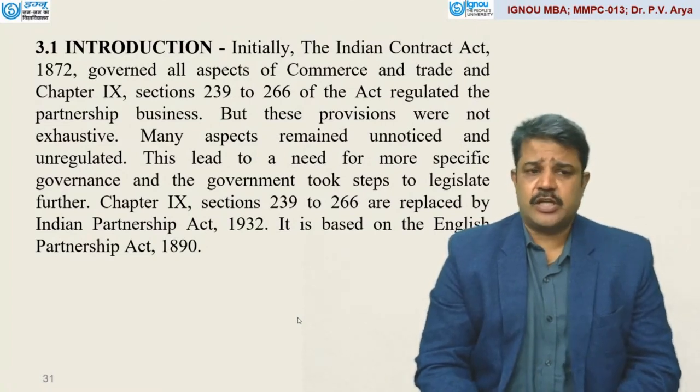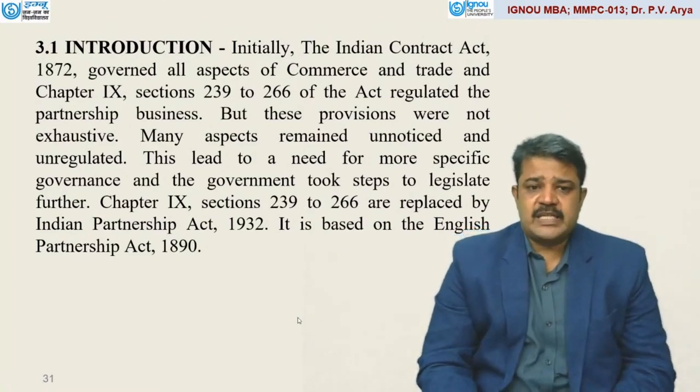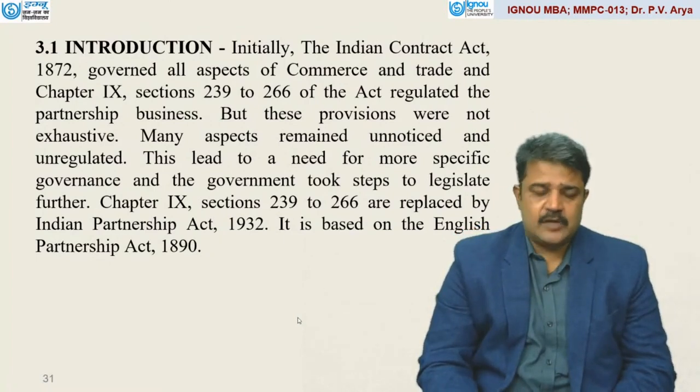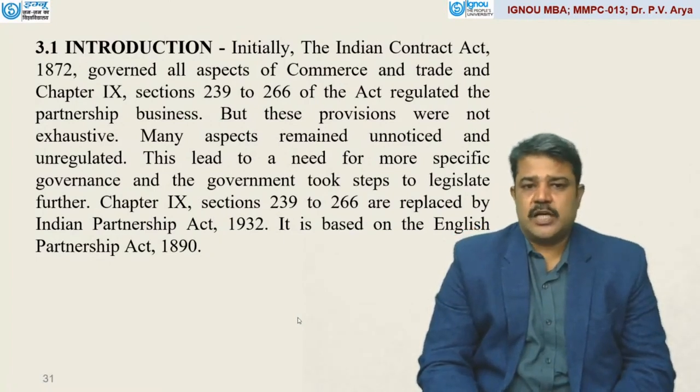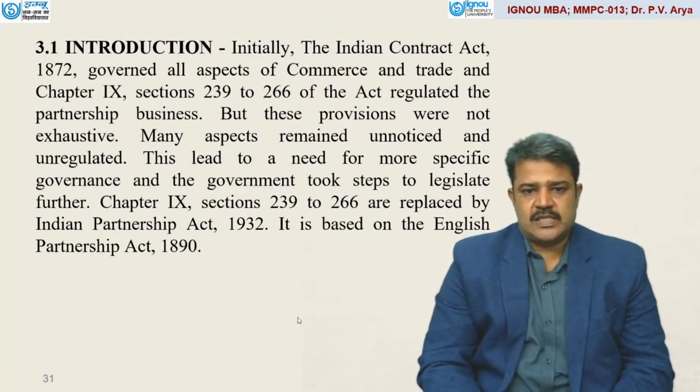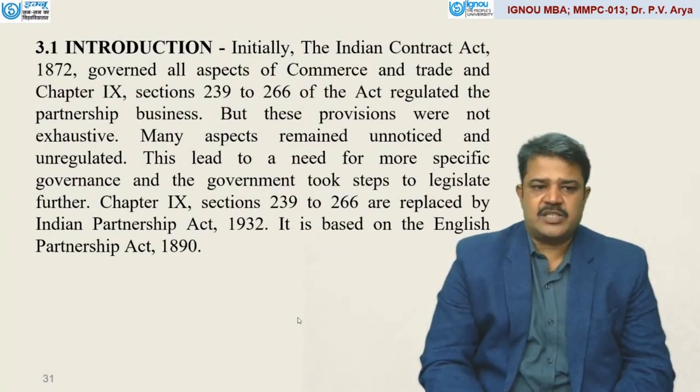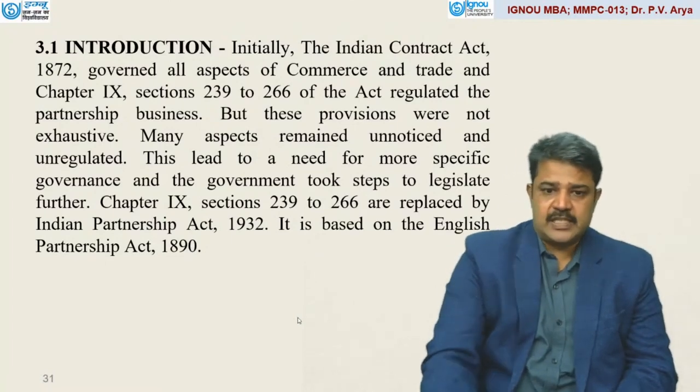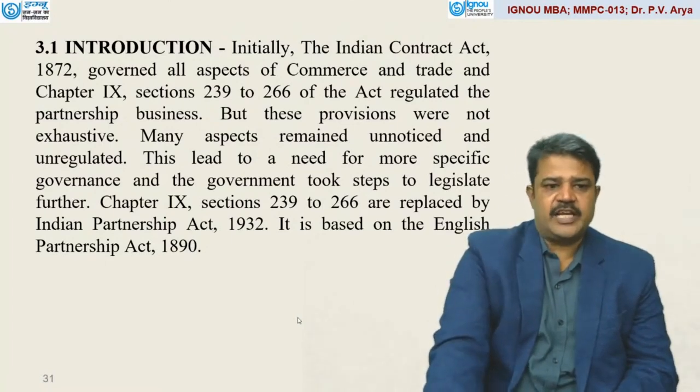But these provisions were not exhaustive. Many aspects remained unnoticed and unregulated. This led to a need for more specific governance, and the government took steps to legislate further. Chapter 9, Sections 239 to 266 were replaced by the Indian Partnership Act 1932. It is based on the English Partnership Act of 1890.